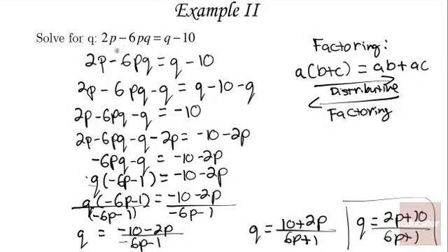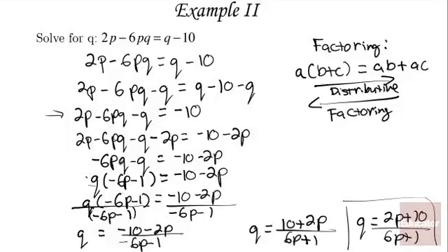This one was kind of complicated because it involved factoring. Looking back, we started out with 2p minus 6pq equals q minus 10. In order to solve this, I had to first move any term containing q to the left. I did that by this step, and then I moved my 2p over to the right since that does not contain a q. That left me with minus 6pq minus q equals minus 10 minus 2p.